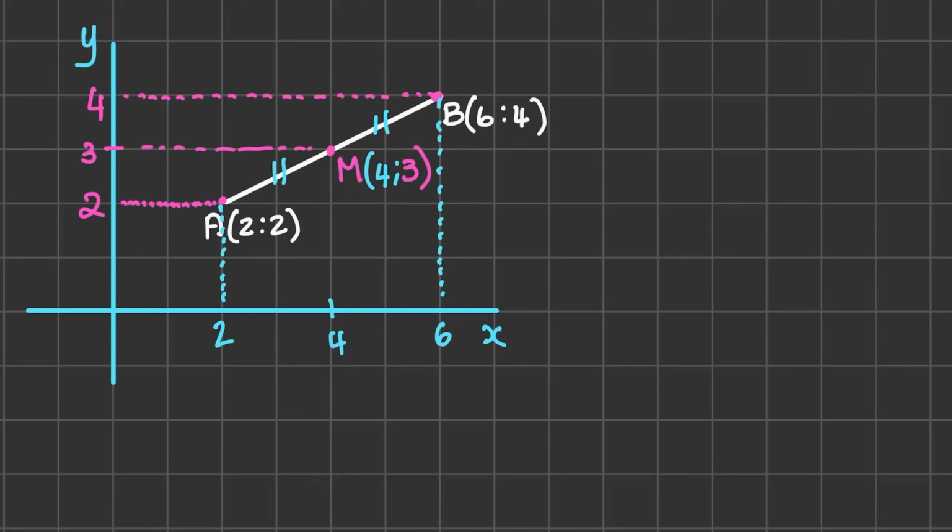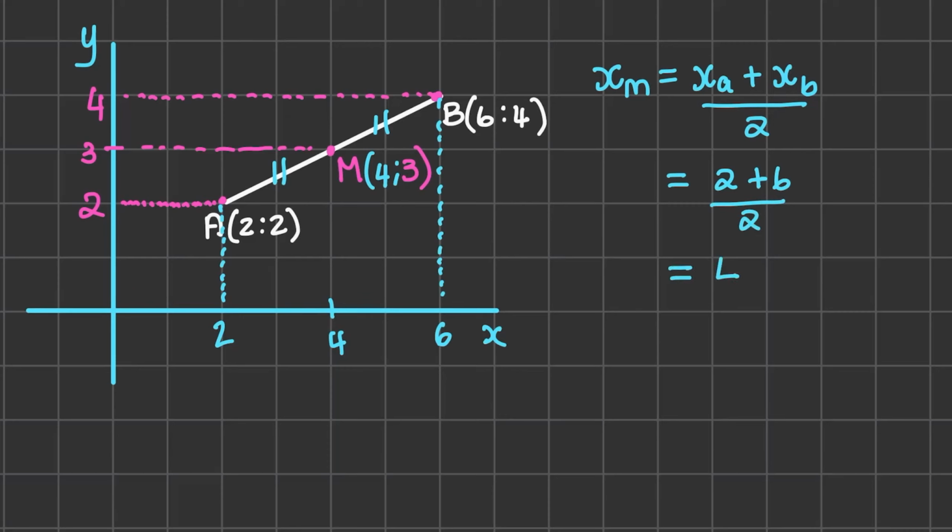Let me show you by calculations how we found the coordinate of M. So x of M was the x of A plus the x of B divided by 2, where x of A is 2 and the x of B is 6, divided by 2. So that is 8 over 2, which is 4. So the x of M is equal to 4. And it's simply the middle between two x values.